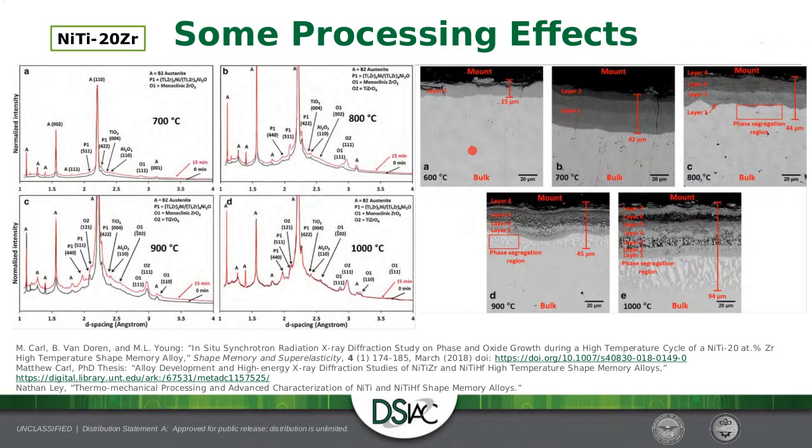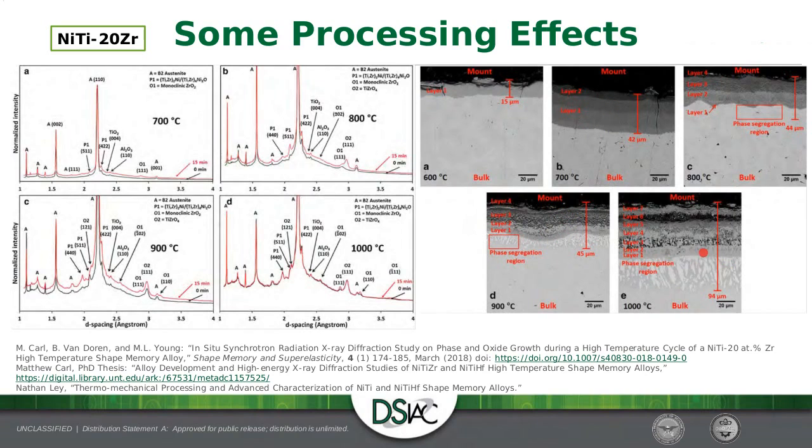When you do that, 700 and 800 seem to be okay. When you get to 900 and 1000, you start getting this phase segregation. This has to do with the complex oxides that form. You can see there are multiple layers of oxides that form, and that leads to segregation. Ultimately, you get this intermetallic formation, and this intermetallic formation will result in cracking.